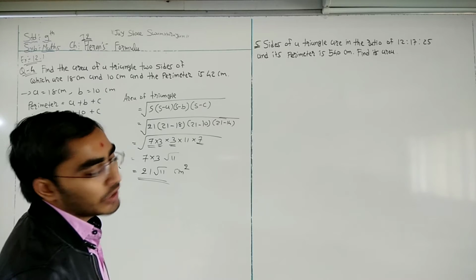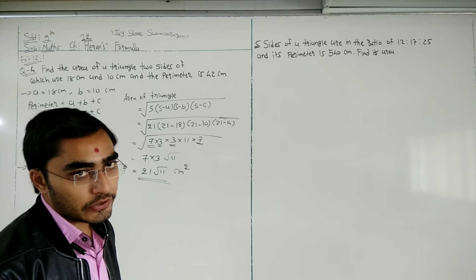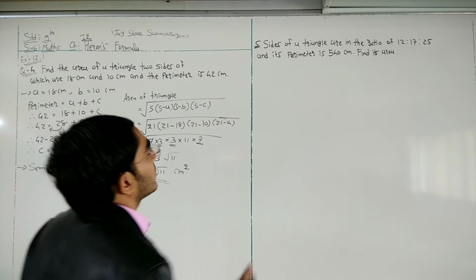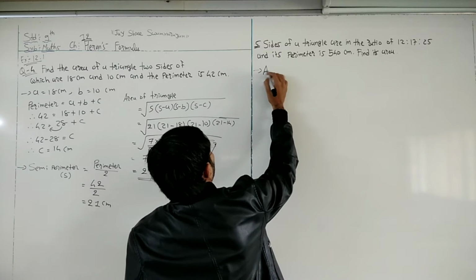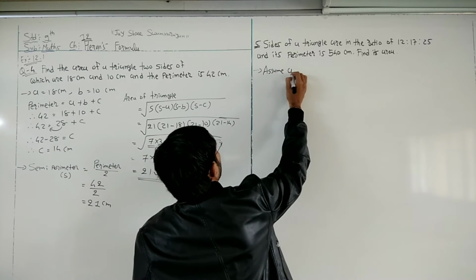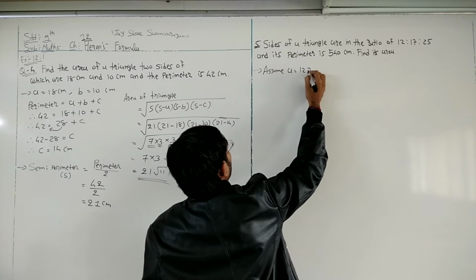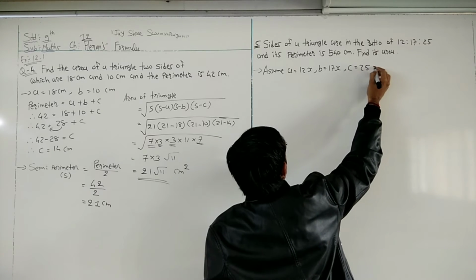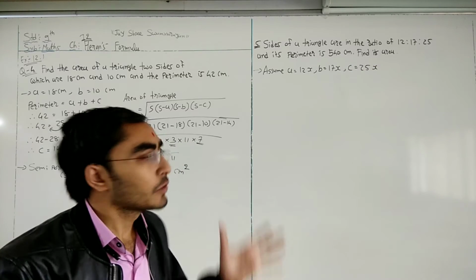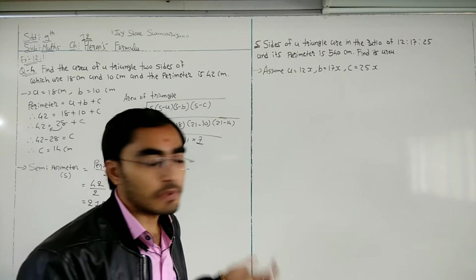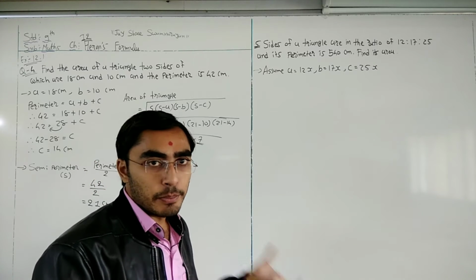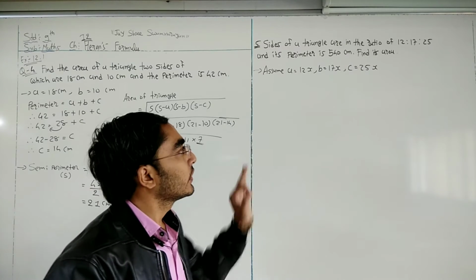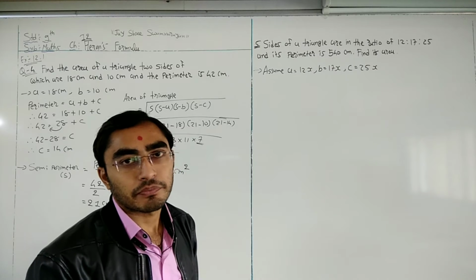First of all, using the ratio, assume the sides. So write down, assume A is equal to 12x, B is equal to 17x, C is equal to 25x. According to the ratio, we need to assume the values of A, B and C: A 12x, B 17x, C 25x.